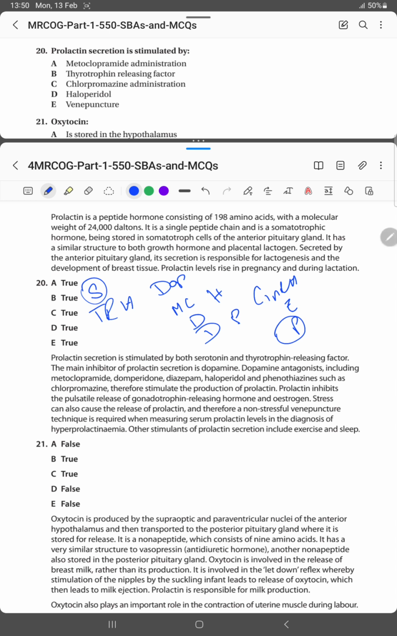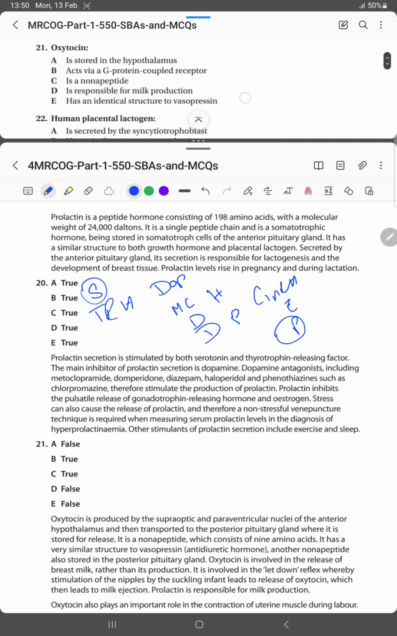Metoclopramide administration, yes, it does stimulate prolactin secretion. Thyrotropin releasing hormone, yes, again. Chlorpromazine administration, yes, that is again true, and haloperidol, yes, that is again true. Also venipuncture which leads to stress can cause stimulation of prolactin secretion. Yes, that is again true.